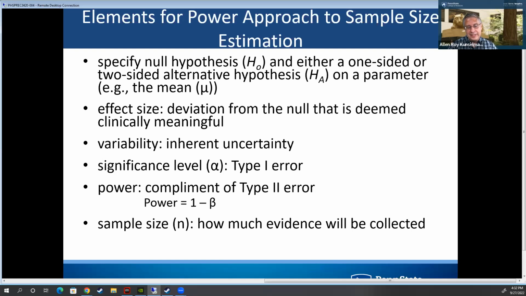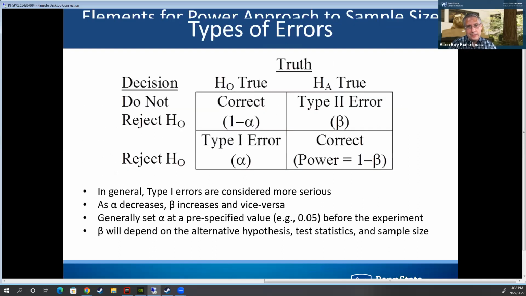Then you have the significance level, which you a lot of times see as alpha, and that's your type 1 error. And your type 2 error is known as beta. Power is the complement of your type 2 error, so power is equal to 1 minus your type 2 error. And then finally, sample size is how much evidence do I really need to collect? Many of you have probably seen this before, but I'm going over it.